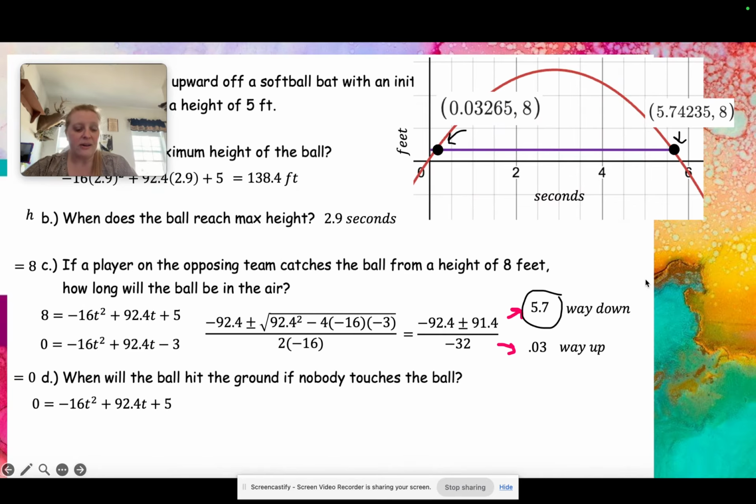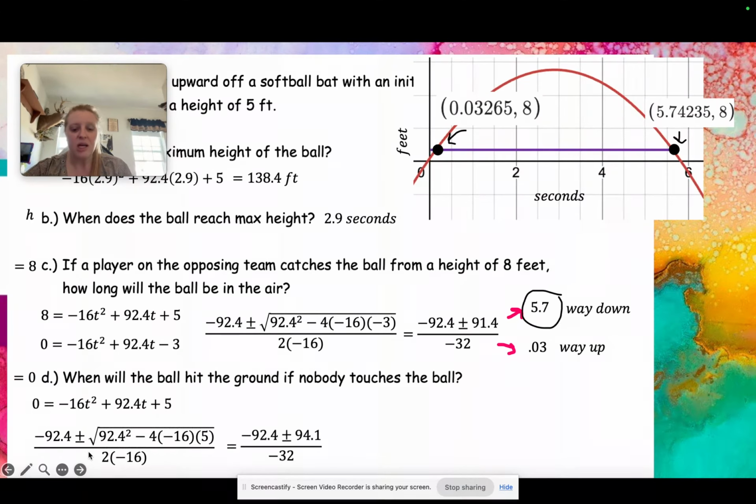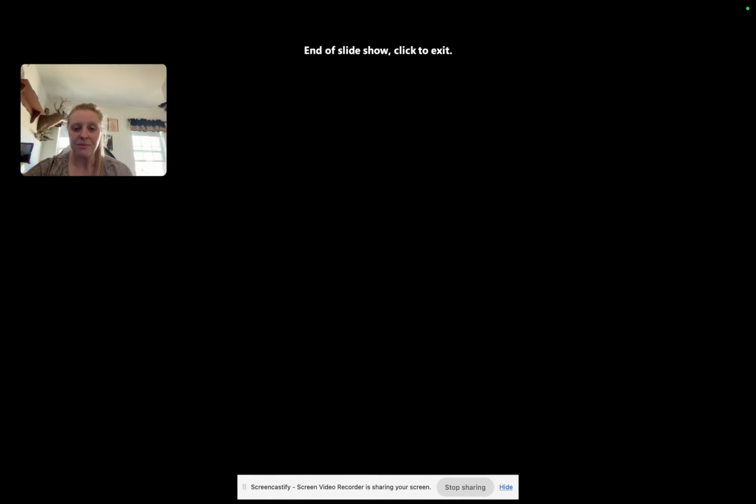Now, letter D is actually saying, when will the ball hit the ground, assuming no one touches it? They didn't give us a different height to use, so we have to use 0. But everything else is the same. We're just going to plug the numbers into the quadratic formula, and we're going to crunch it out. And again, just to save on time, these are the numbers that you're going to get eventually when you do your math, and you'll get a positive and a negative answer. That one's a little easier to figure out which one to keep. And that's it.